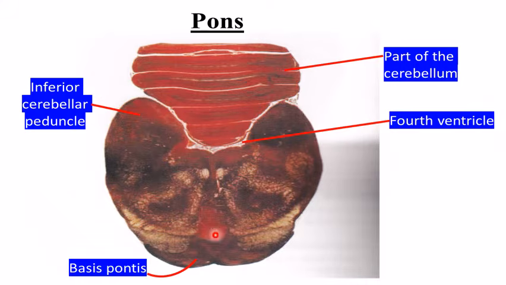This section, dear students, is the pons. Okay, I can see in the middle line no opening, no central canal. Here is the fourth ventricle. And what is this part? It is the cerebellum. And on both sides there are the inferior cerebellar peduncles. And here is the basis pontis.